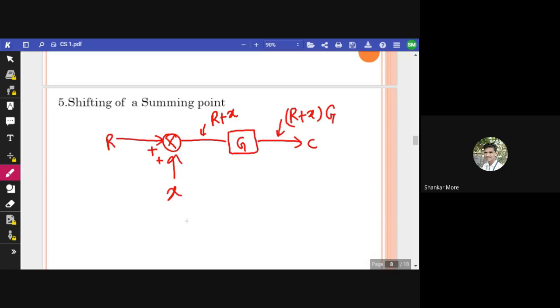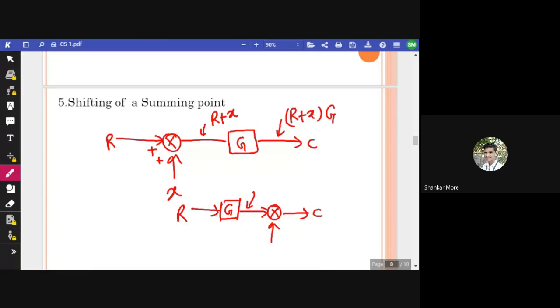Now first of all, take the block G. Here we have input as R. All right, and here we have the summing point. We have shifted the summing point, and it is C. So what is the signal here? Signal here, what is signal here?